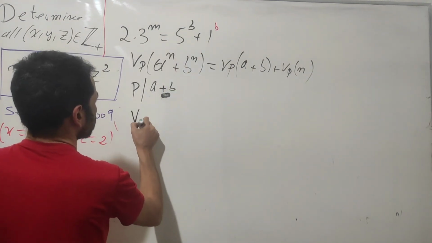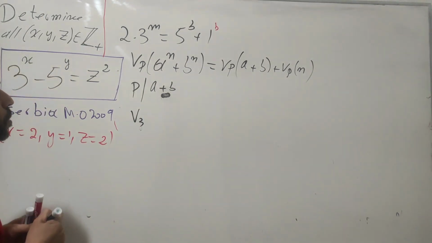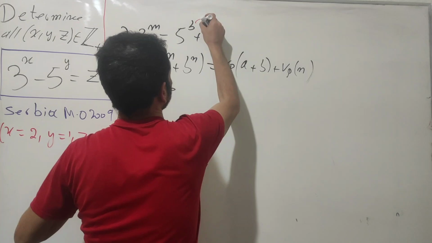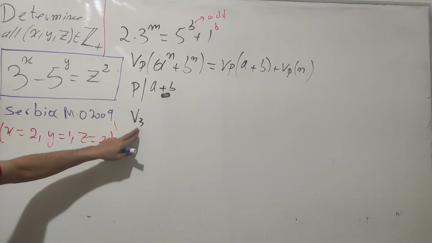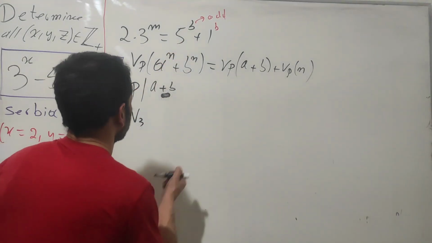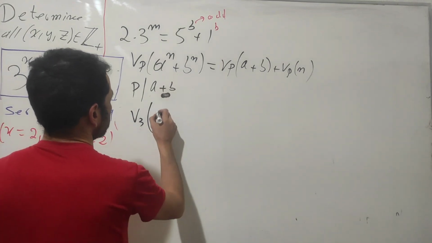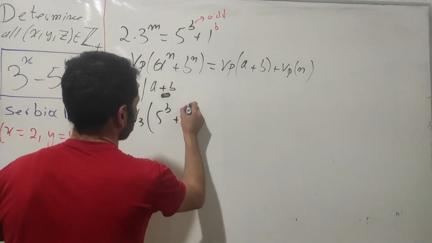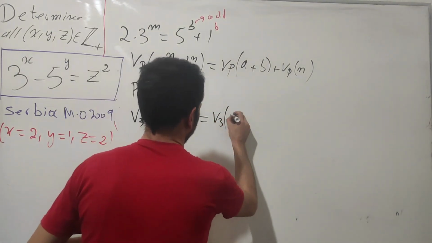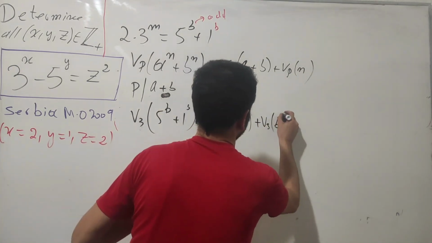Okay, so let's apply this one directly. So I get v of p. P here in this case will be 3. We know b is odd. Why 3 here? Because 5 plus 1, which is 6. We know 3 divides 6. Okay, so I get the lifting exponent of these two integers, 5 to the b plus 1 to the b, which equals the lifting exponent of 5 plus number 1 plus the exponent itself, which is b.